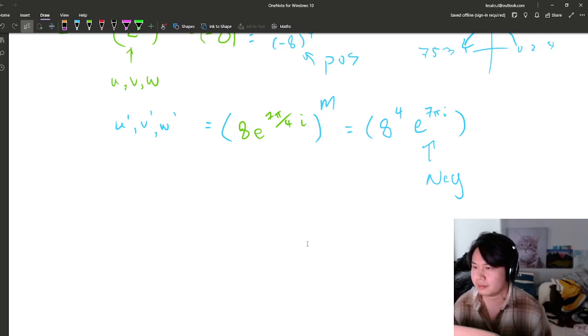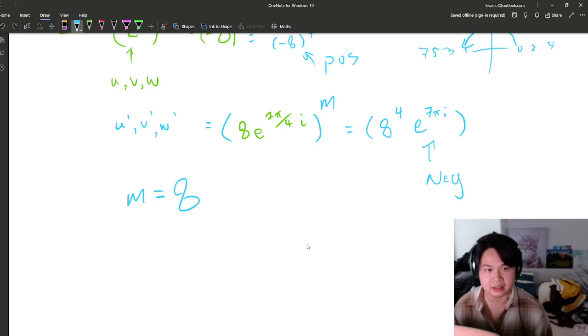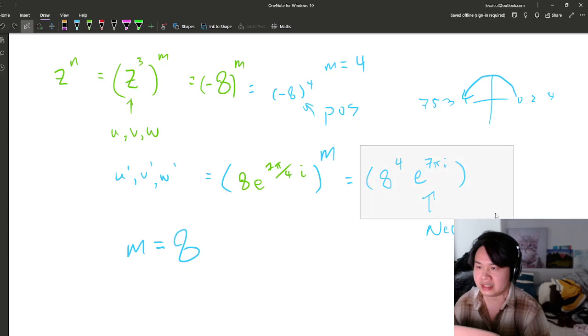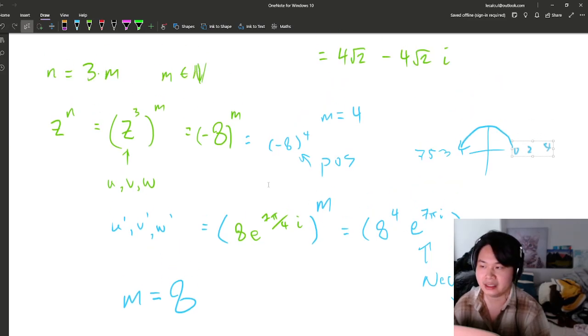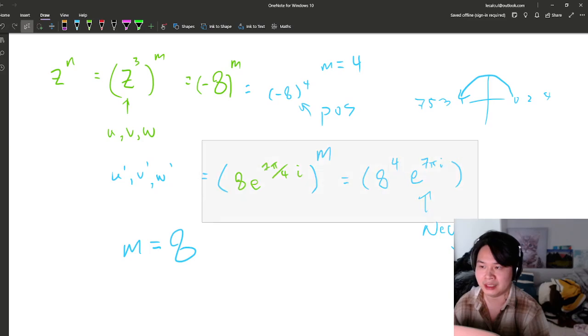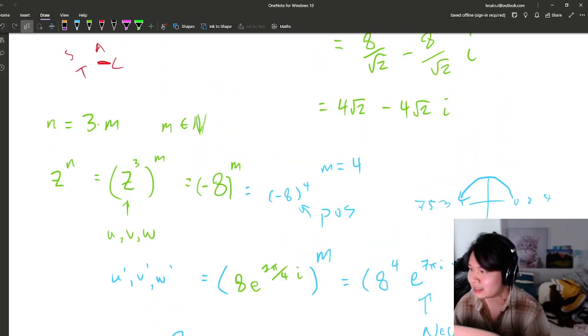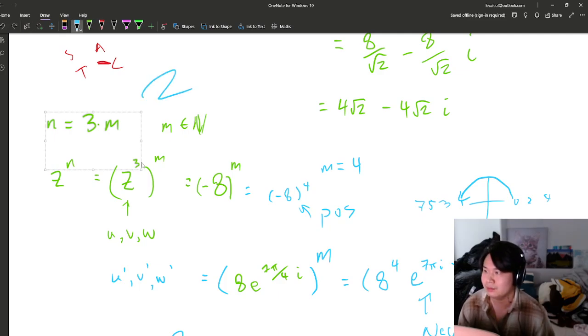That means that m has to be 8 then, the next multiple of 4. So if m is 8, then this would become an even multiple of pi. So then this would end up being positive, and then this is always going to be positive because m has to be a multiple of 4. Yeah, so 4 is not enough because this would end up being negative. M has to be 8, which means that n, the smallest number for n, is what, 24?